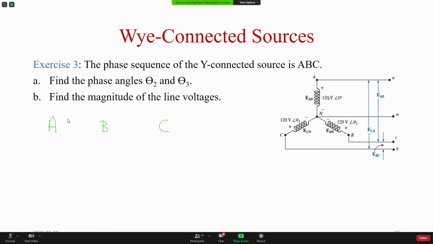Now let's look at A. The voltage VA is 120 angle 0. B should be 120 with an angle. They give you theta 2 here. They don't give you this angle. Then C, they give you 120 and angle here, theta 3. They ask, what is this angle? What should it be? This is 0. This is behind it by 120, so it should be what?